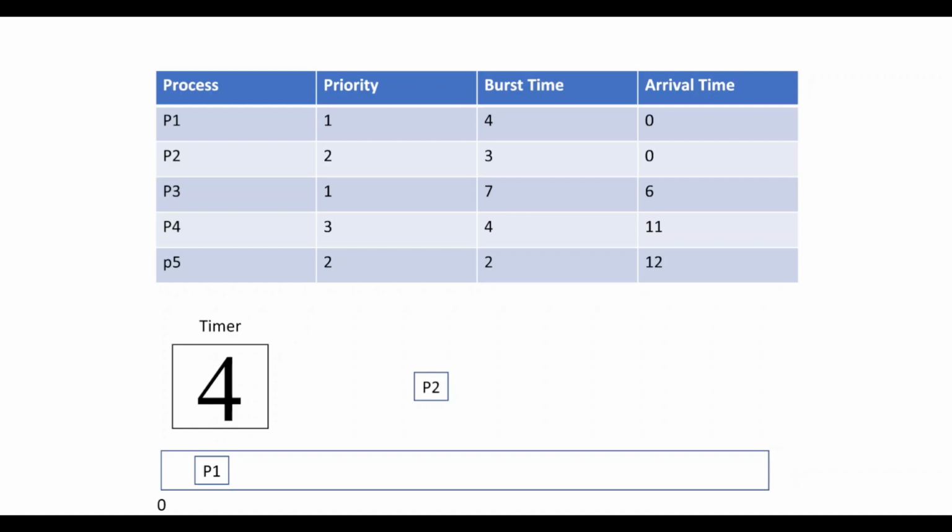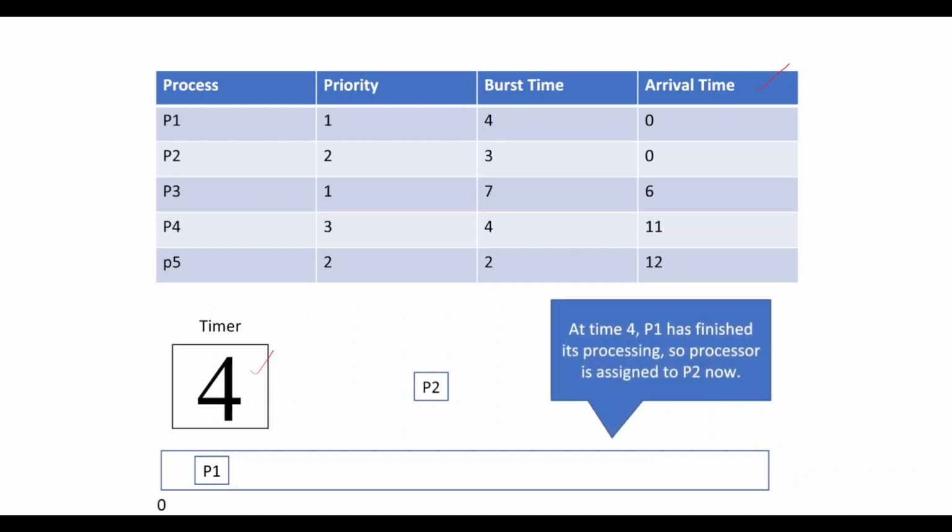So it has to complete its execution. While we are executing, you need to check the arrival time also in parallel, for each second you are executing. Got it? From 0, 1, 2, 3, 4, no process has arrived. So P1 has completed its execution. At time 4 seconds, you can see P1 has finished its processing.